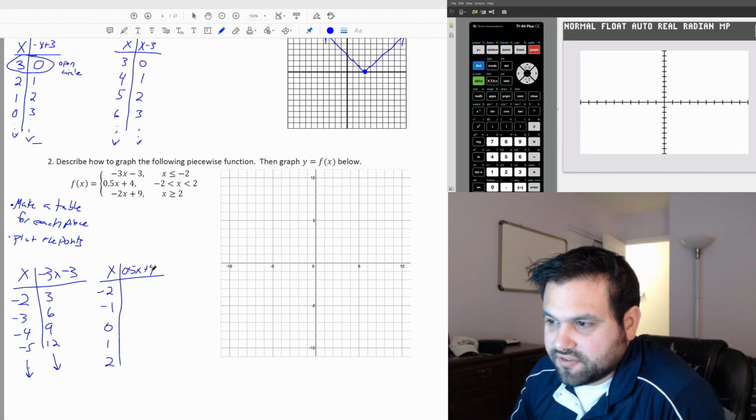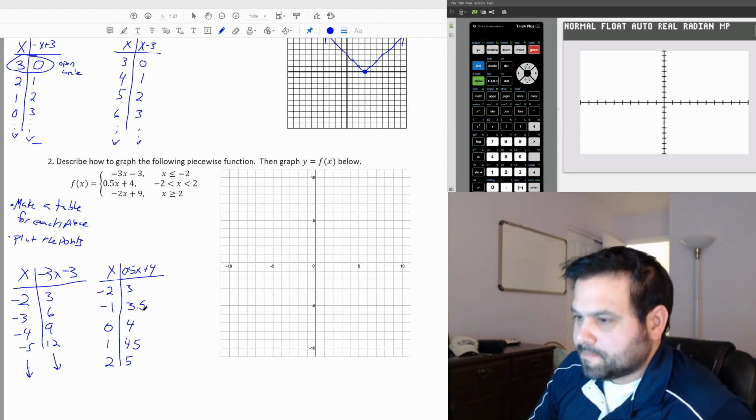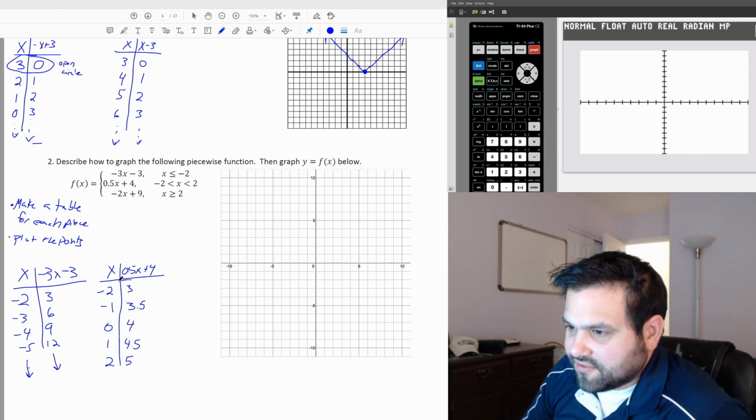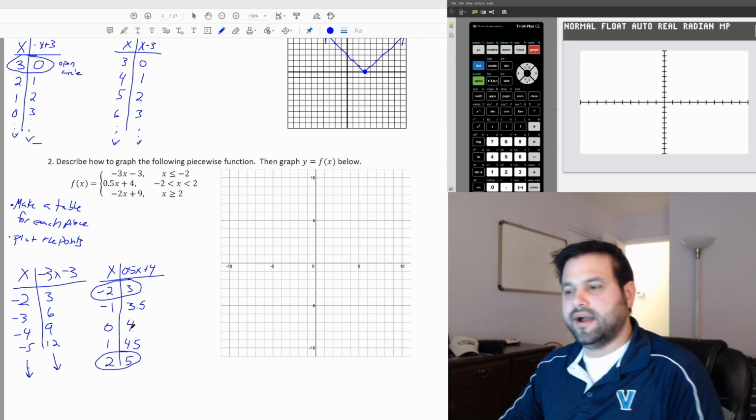This would be negative 1 plus 4. So that would be 3. And then this would be 3.5 and 4, 4.5, 5. It's nice when it's a linear slope and I can just kind of go with the pattern. And I'm going to identify that this is not actually included, right? That's going to be an open circle. And this one's not actually going to be included. That's also going to be an open circle when I go to graph.